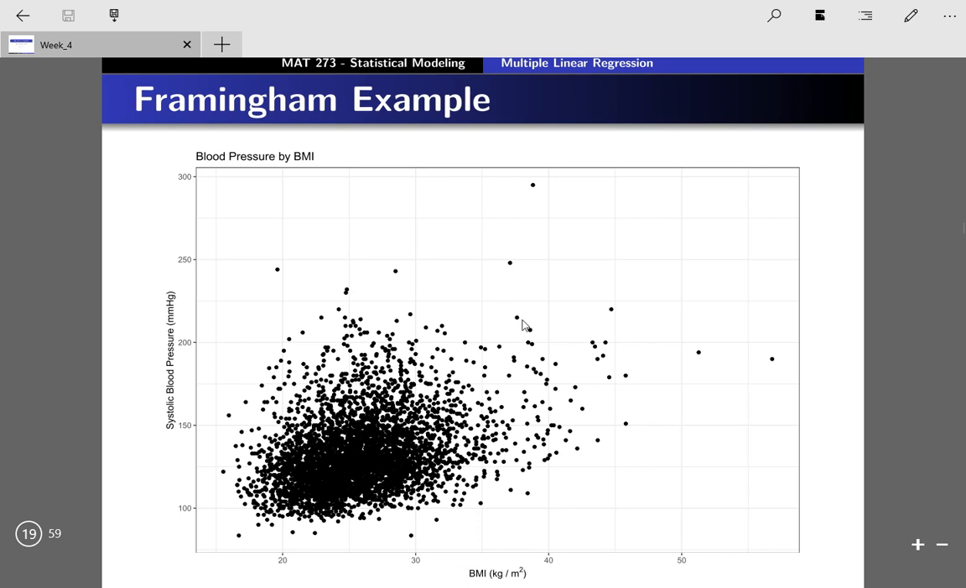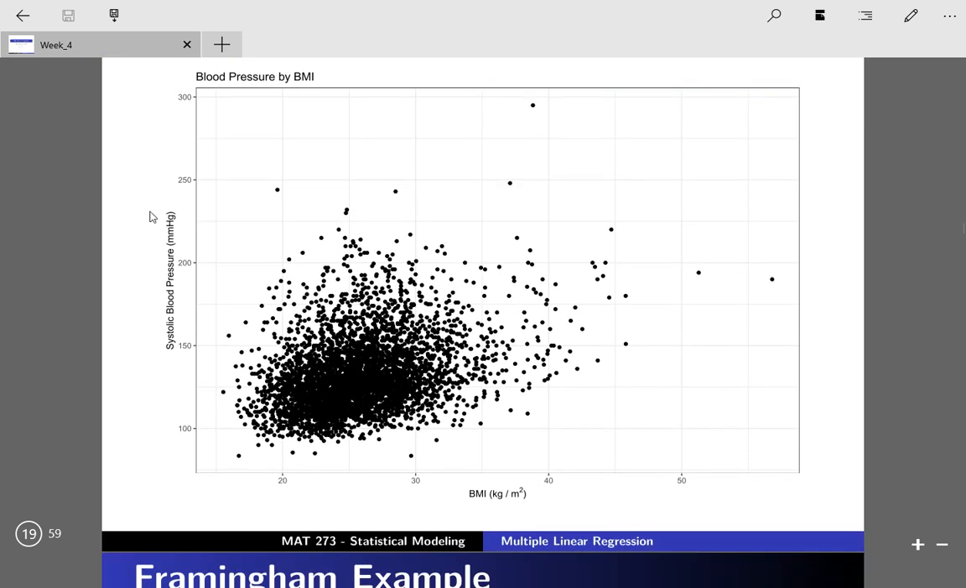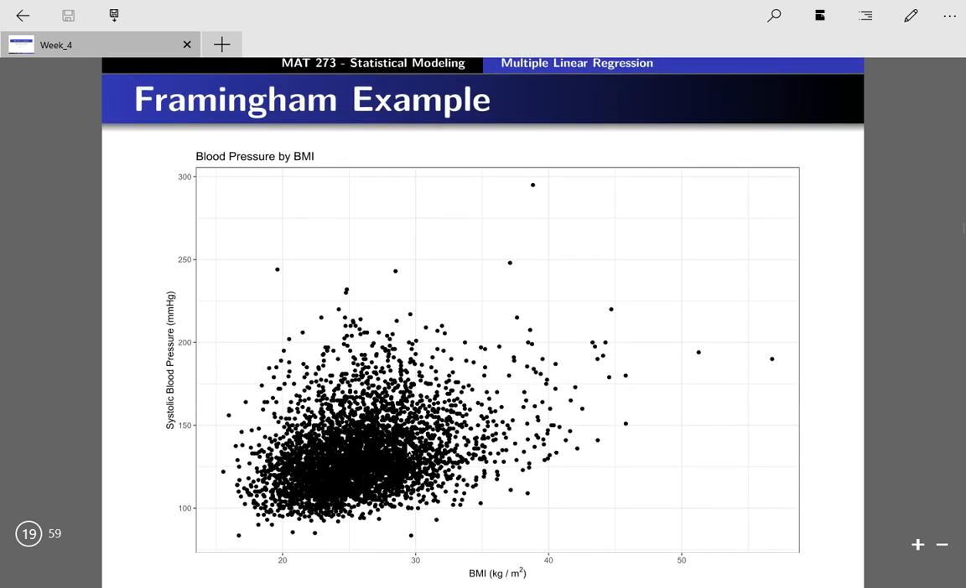Looking at another scatter plot, I also created one with BMI on the x-axis here, and then systolic blood pressure on the y-axis again. So here we certainly see a positive relationship between BMI and systolic blood pressure. So again, that means as BMI increases, systolic blood pressure tends to increase on average for people, which is sort of an intuitive result. People with a higher BMI, we'd expect to have a higher blood pressure on average.